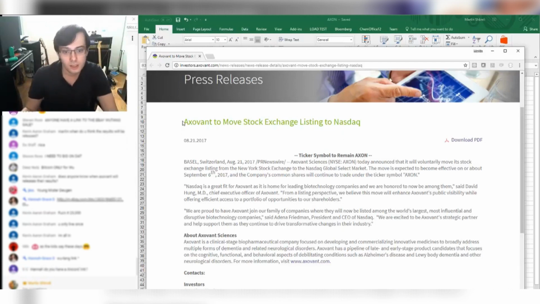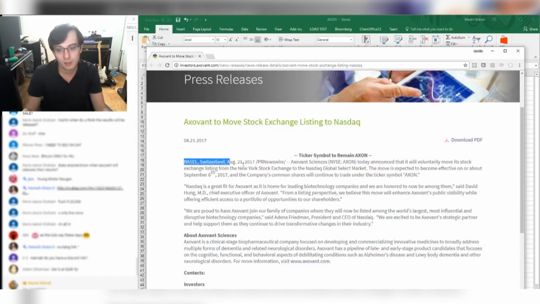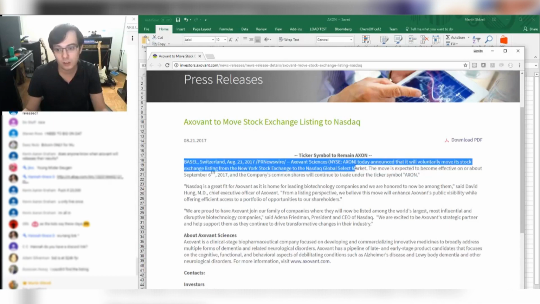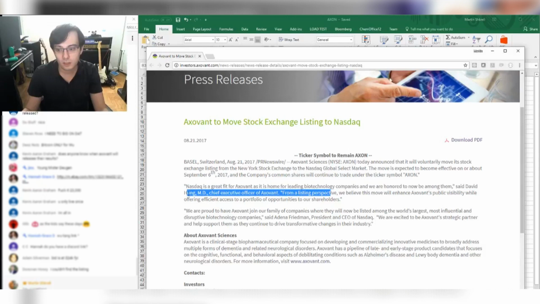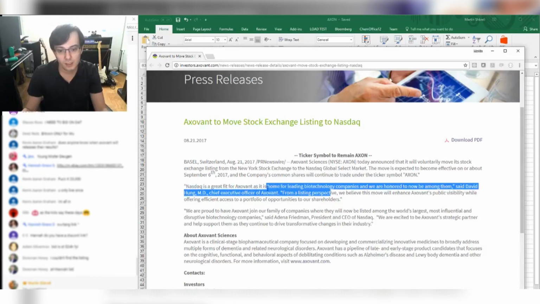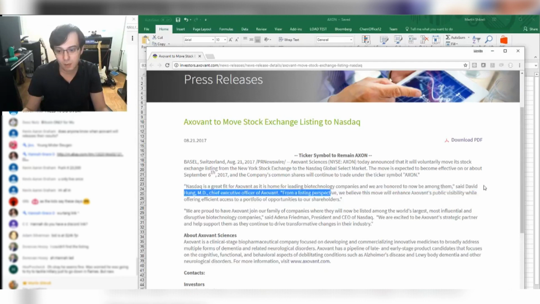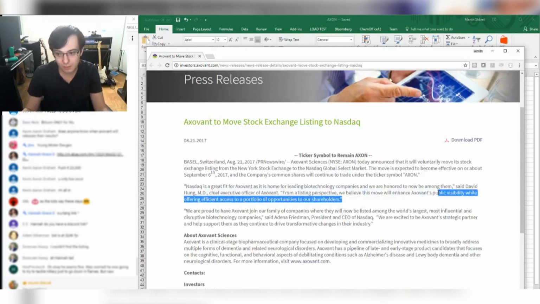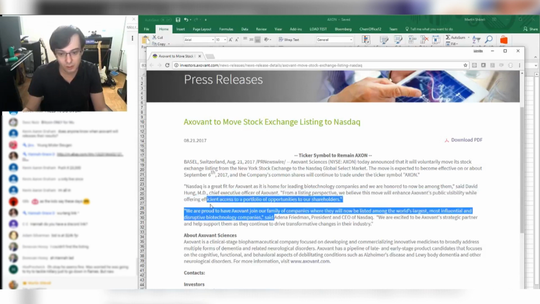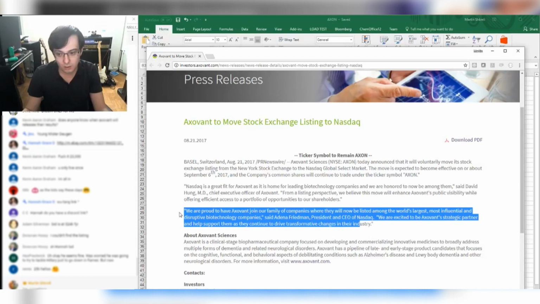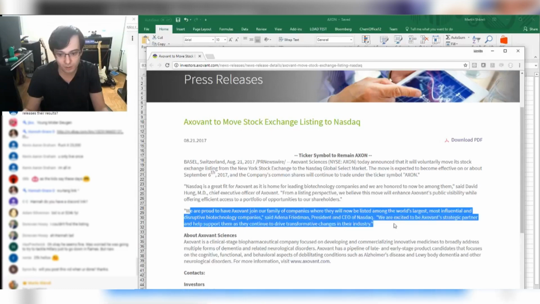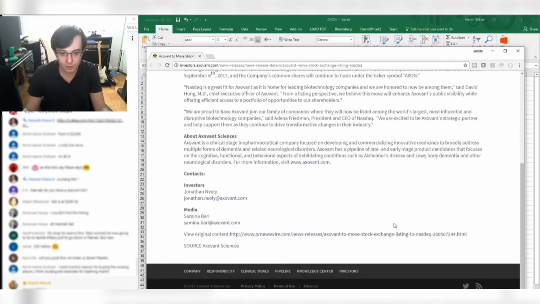So let's start here. It says Axovant to move stock exchange listing to NASDAQ. This isn't really too relevant. Ticker symbol to remain AXON. So they're just deciding that they want to go from the New York Stock Exchange to NASDAQ. "NASDAQ is a great fit for Axovant, as it is home for leading biotech companies, and we're honored to now be among them. From a listing perspective, we believe this move will enhance our visibility while offering efficient access to a portfolio of opportunities for our shareholders." I'm not really sure what that means. "We were proud to have Axovant join our family of companies. We're excited to be Axovant's strategic partner and help support them." Okay, great. So anyway, that is what it is.